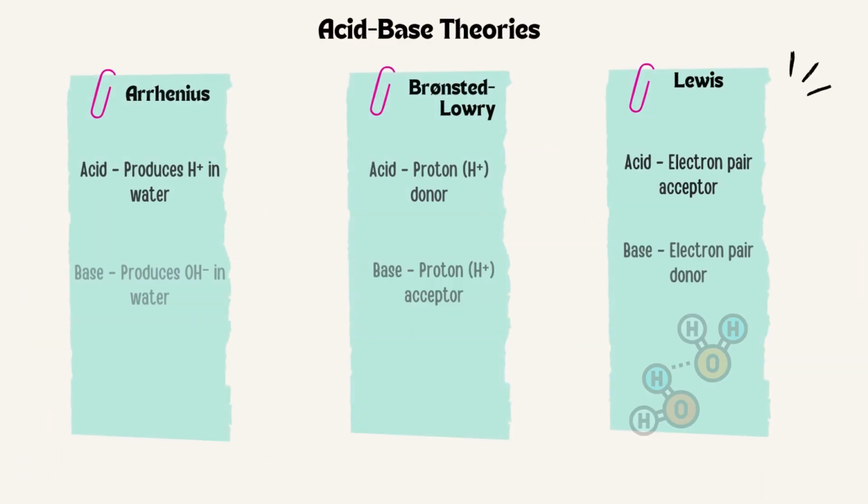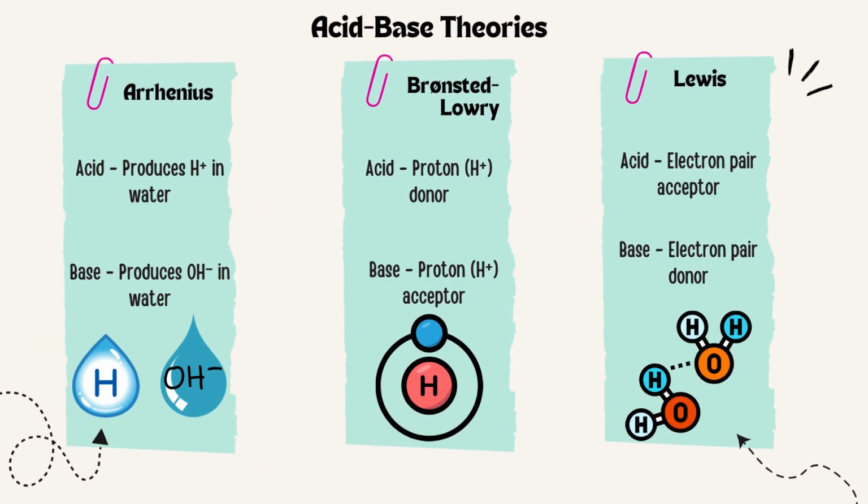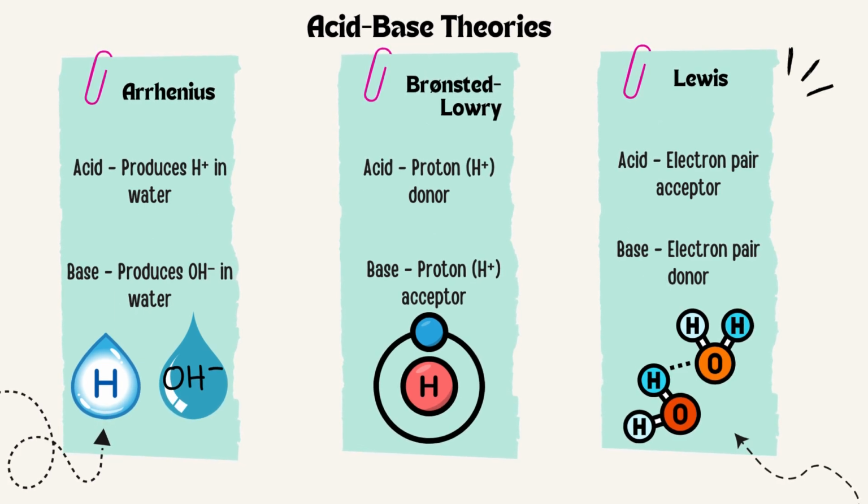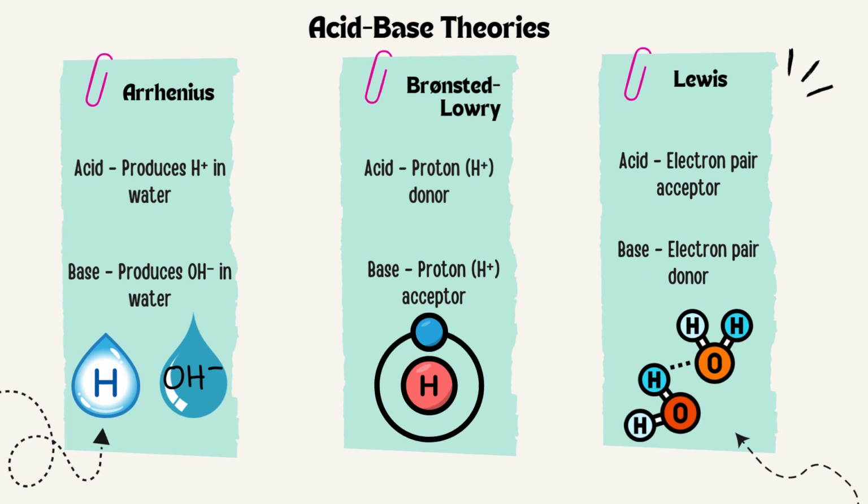There are three main theories that define acid and base behavior. The Arrhenius theory describes acids as substances that produce hydrogen ions, and bases as those producing hydroxide ions. Bronsted-Lowry theory defines acids as proton donors, and bases as proton acceptors. The Lewis theory is broader. Acids accept electron pairs, while bases donate them.